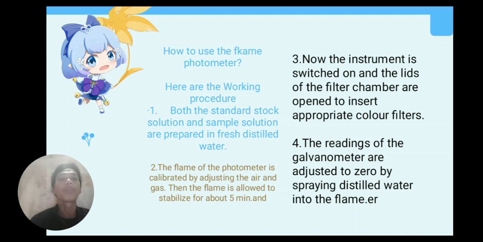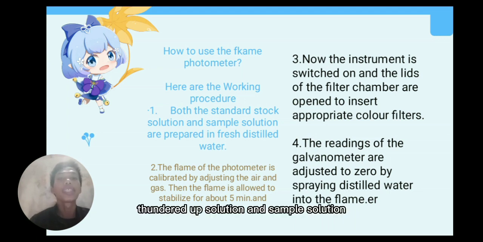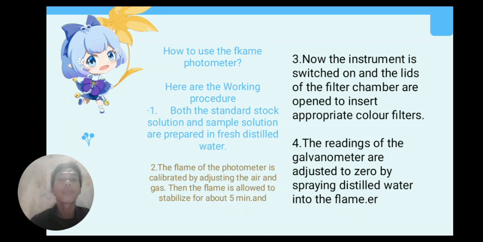How to use the flame photometer? Here are the working procedure. Number 1. Both the standard stock solution and sample solution are prepared in fresh distilled water. Number 2. The flame of the photometer is calibrated by adjusting the air and gas. Then the flame is allowed to stabilize for about 5 minutes.